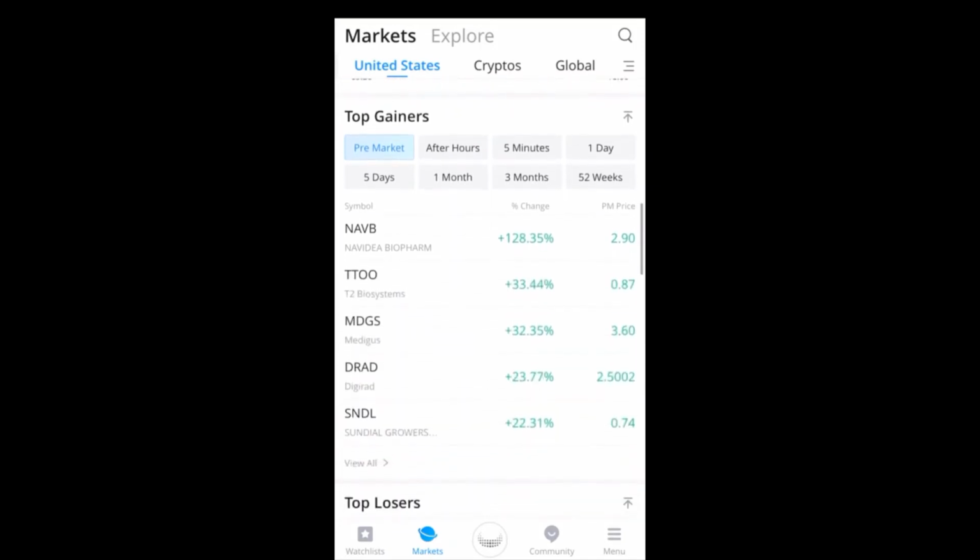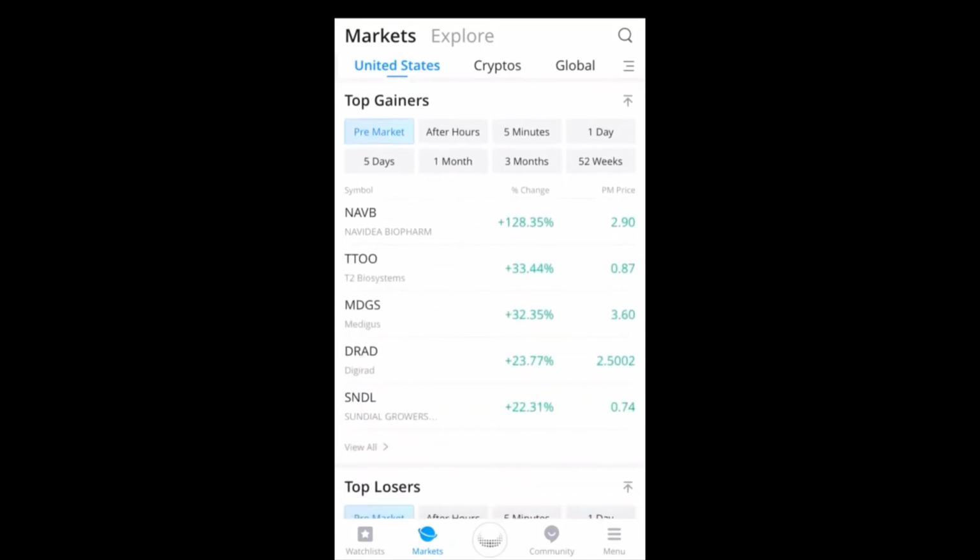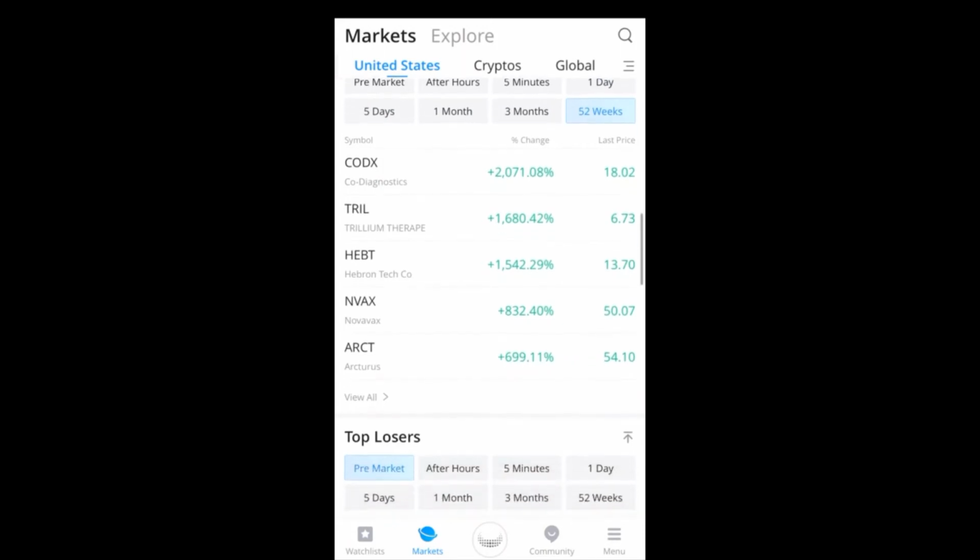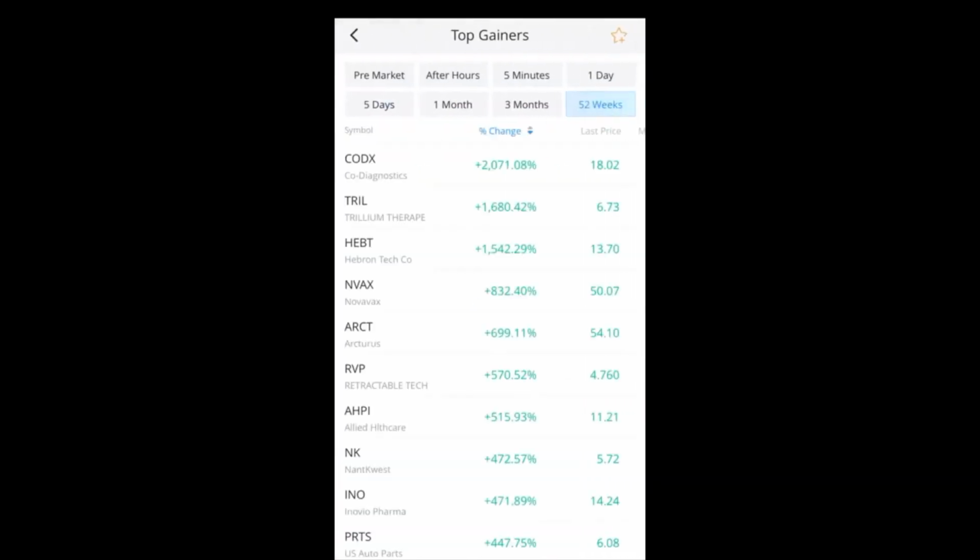You can also see the top gainers. So pre-market, you can see that there's a stock NAVB, which is up 128%. You can see that after hours from yesterday, they were up 75%. Same company, NAVB. And over the past 5 minutes, you can see the greatest increase over the past day, 5 days, 1 month, 3 months, or the past year. And so if you wanted to view a larger list, you could click on view all, and that'll show you a bigger list of the past 52 weeks or whichever time period that you choose.